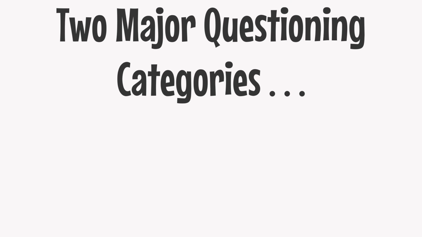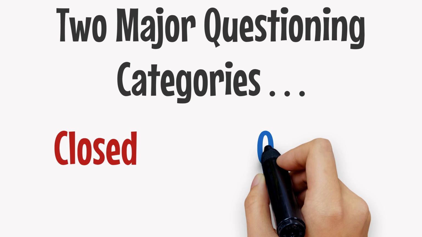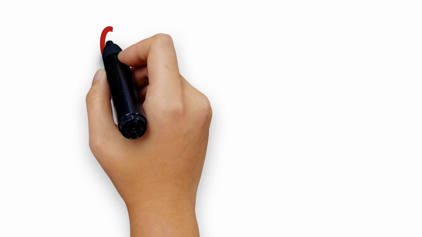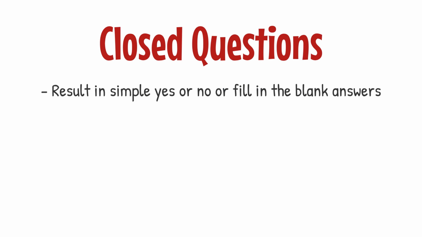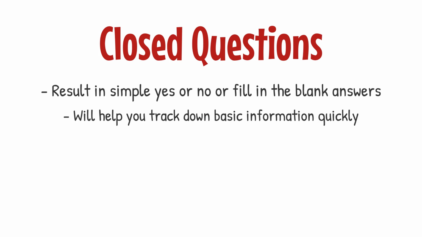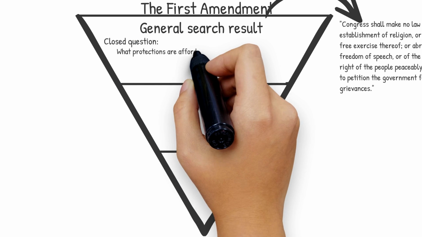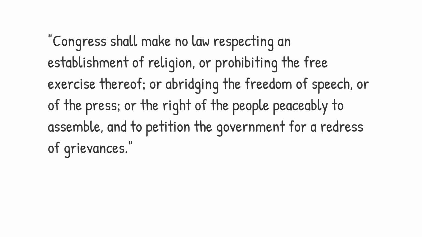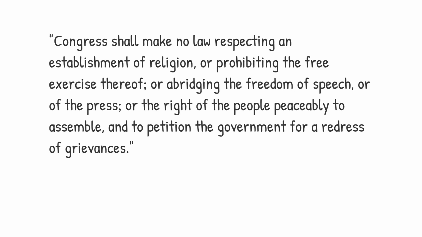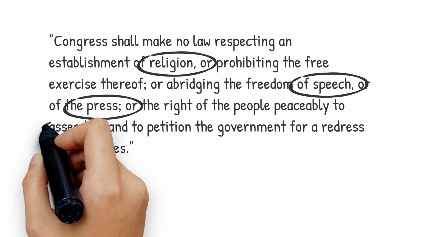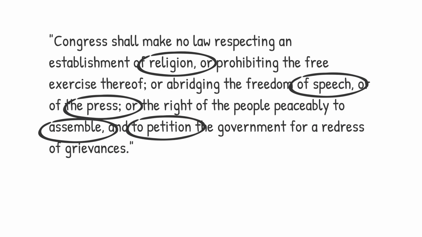There are two major questioning categories in research: closed questions and open questions. A closed question will result in simple, usually yes or no or fill-in-the-blank answers. If you don't already know that much about your topic, asking closed questions is a good start. Here's an example of a relatively closed question about our topic. What protections are afforded under the First Amendment? I see 5 here: freedom of religion, freedom of speech, freedom of the press, freedom of assembly, and freedom to petition the government.